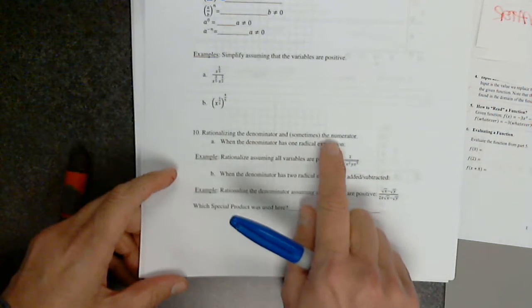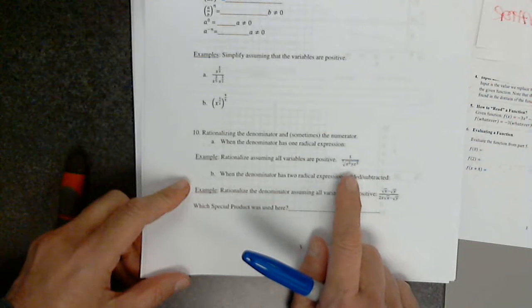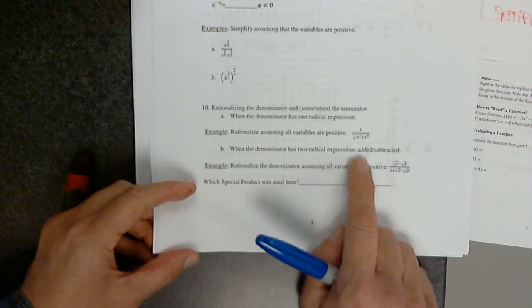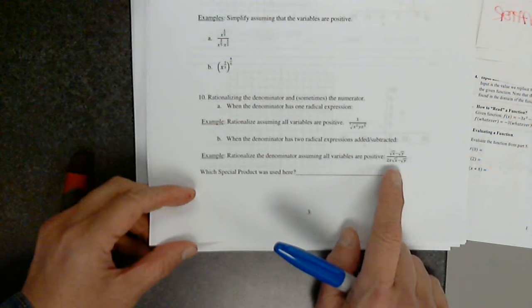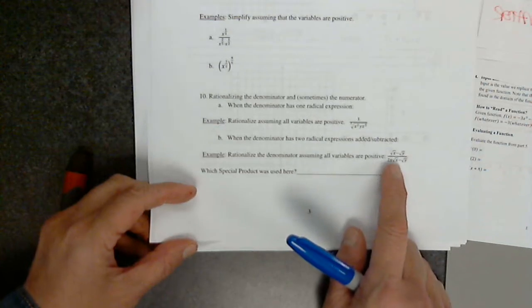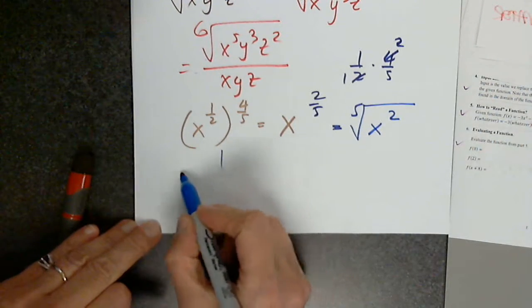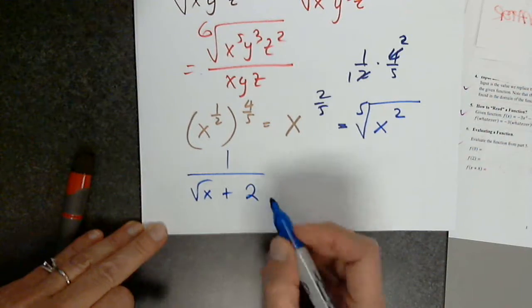Rationalize the denominator, and sometimes we rationalize the numerator. When the denominator has 1 radical, we just looked at this kind of example. And when the denominator has 2 radical expressions, added or subtracted. Okay? So let's rationalize. This is a little bit more complicated. Allow me to choose an easier example as a warm-up. So let's say I have 1 divided by the square root of x plus 2.